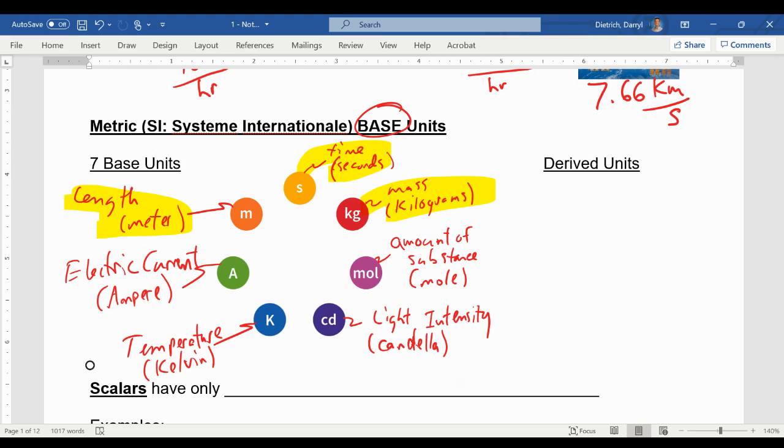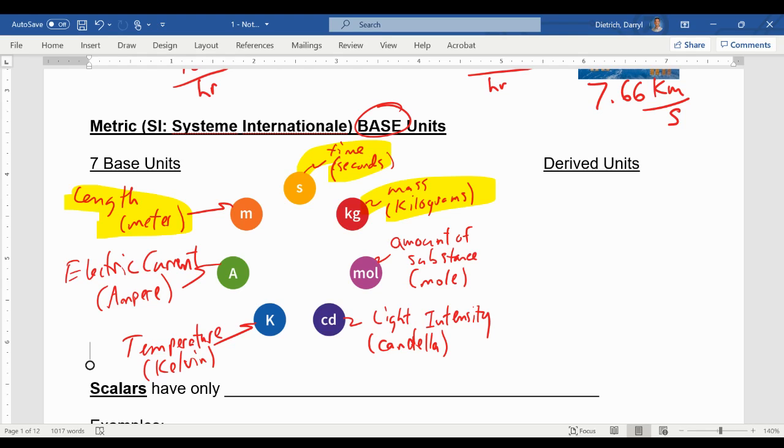We've got time in seconds, mass in kilograms. In chemistry, we talk about the amount of substance with units of the mole. Light intensity, we talk about in terms of candelas. Temperature, that K stands for Kelvin. Okay, electric current, the A stands for ampere. And then length, we talk about in base units of the meter.